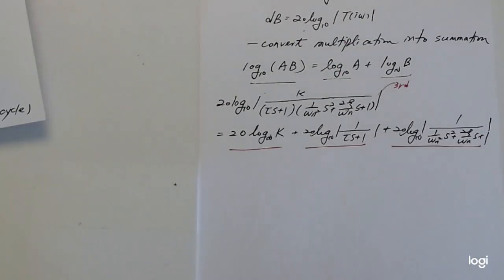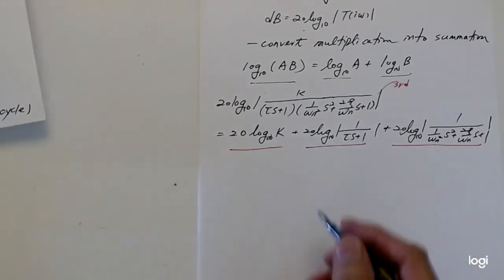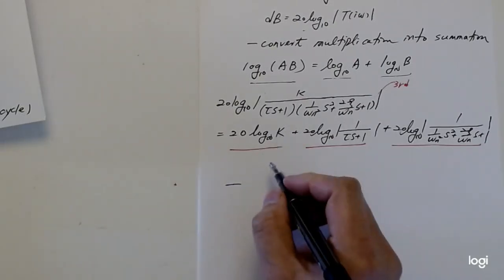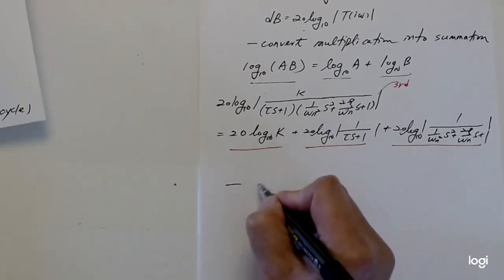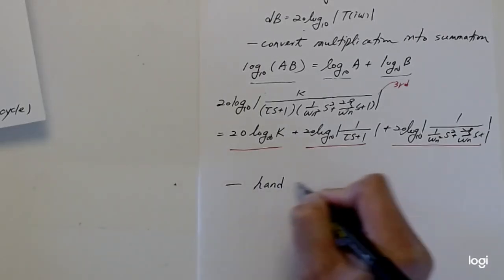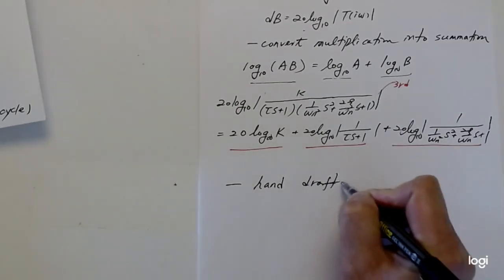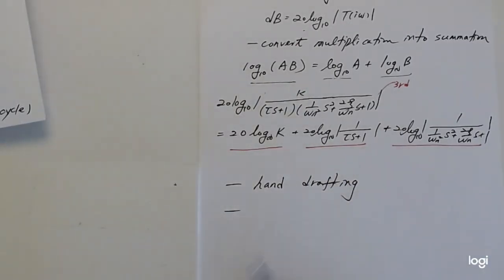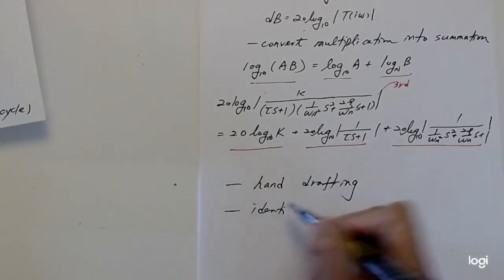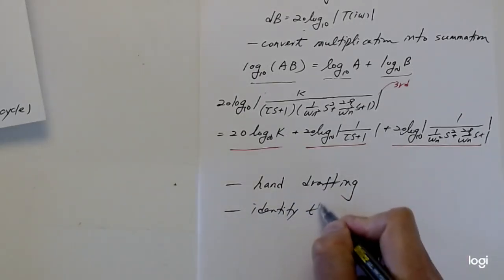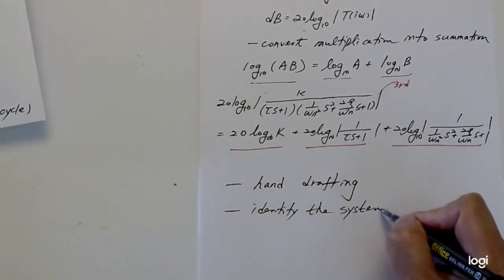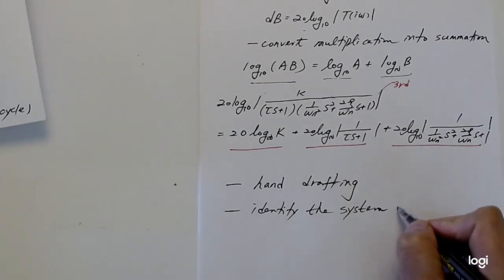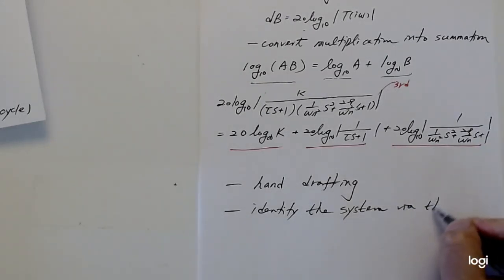Okay, so that's why we use a Bode plot, and of course, using a Bode plot, we can do simple, easy hand drafting, and you can identify the system through the slope.